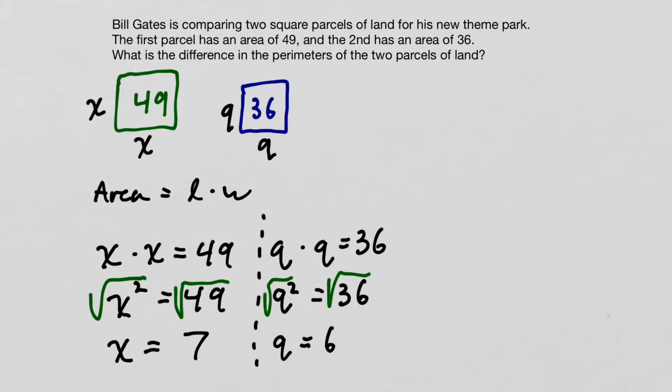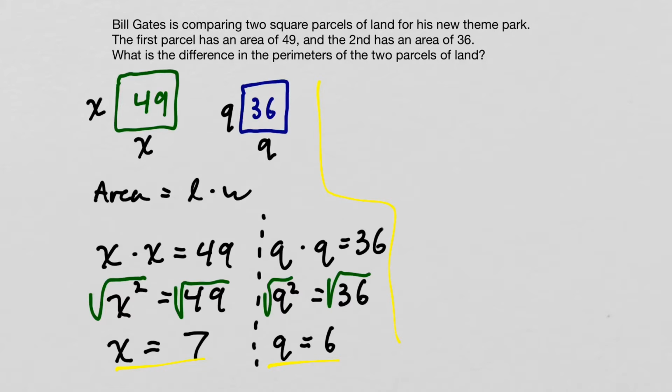Okay. Well, we've got our 2 solutions for the length of the sides, but we're not quite done yet. It's asking us the difference in the perimeters. So let's separate this off a little bit, because we're going to need to keep that information. We're going to need our 7 and our 6. But we need to find the perimeters of both squares.